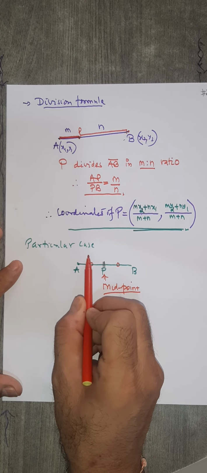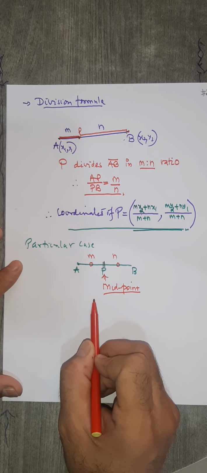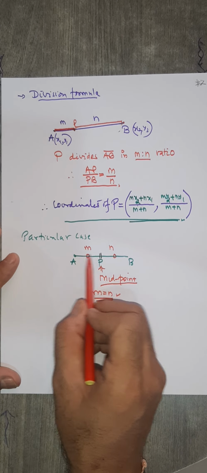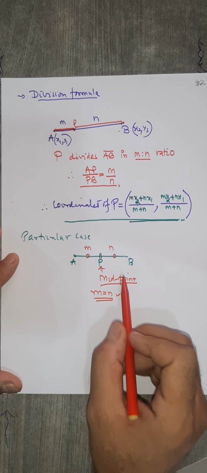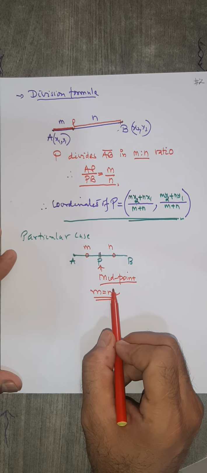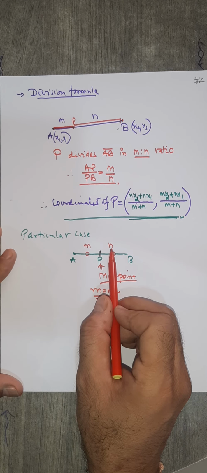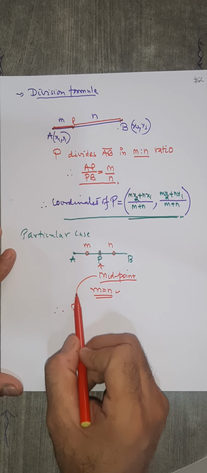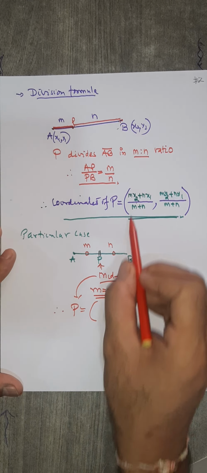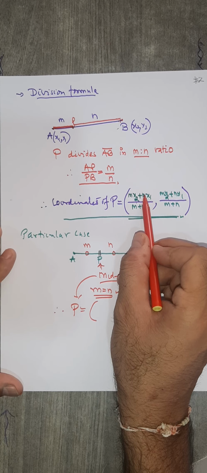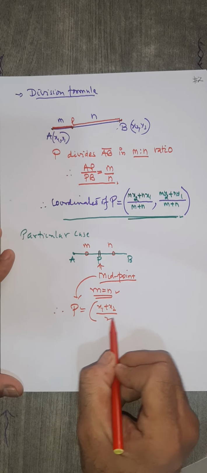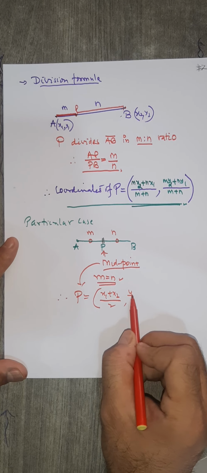So as per our symbol, if this is m and this is n, then here m equals n. The ratio would be the same. If this is 2 units, then this is also 2 units, so m by n will be 1 here. If you use m equals n, then the coordinates of the midpoint would be, if I place it and cancel, just x1 plus x2 by 2, comma y1 plus y2 by 2.